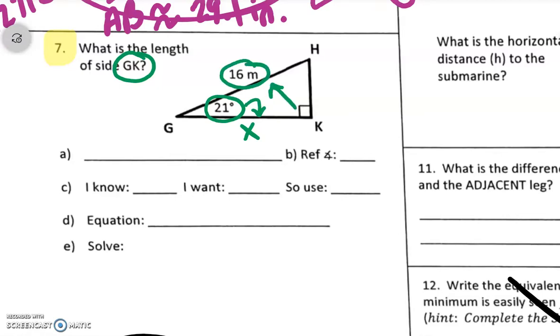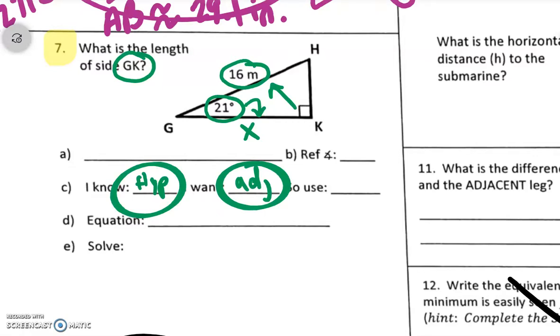What did they give us? They gave us 16, which is the hypotenuse. So we know the hypotenuse. We want to know the adjacent side. So what trig ratio uses adjacent and hypotenuse? You should be thinking cosine. So that means you want to use the cosine ratio right here to solve this. So you would say the cosine of 21 degrees is equal to the adjacent side, x, divided by the hypotenuse, 16. And then you should be working that out and solving that from there. So hopefully that helps a little bit more.